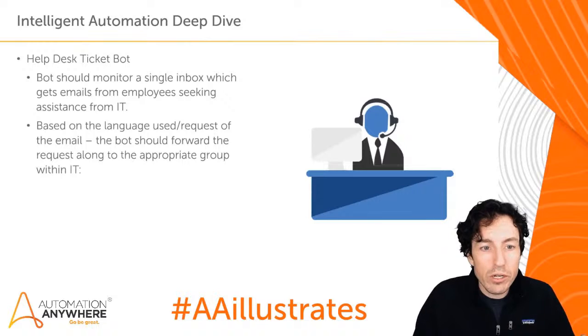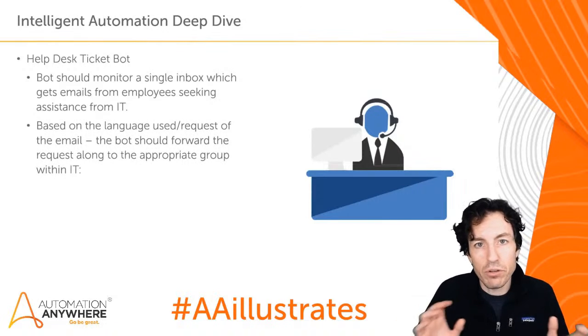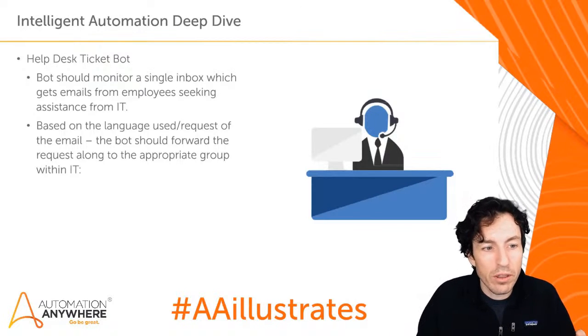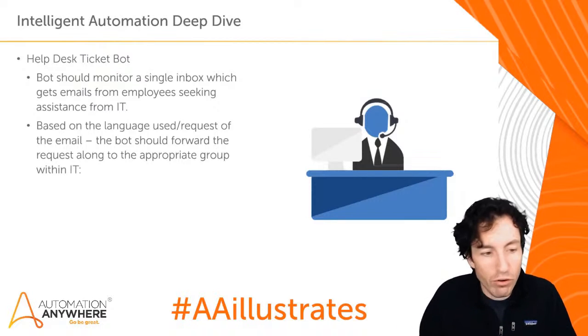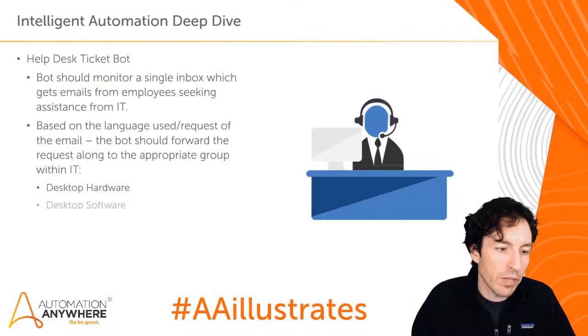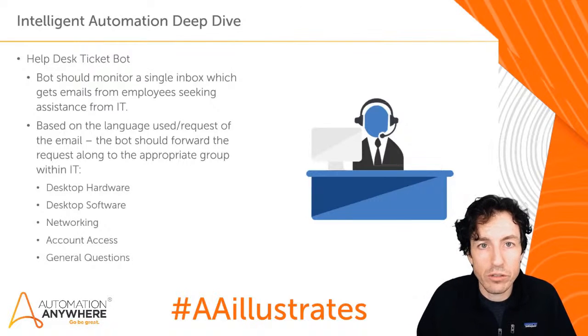So based on the language and exactly how you phrased it and how you set up that email, the bot will need to forward the request along with the email to the appropriate IT group. So for our example, we're going to look at desktop hardware, desktop software, networking, account access, and general questions, right?